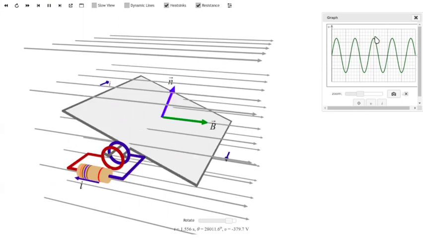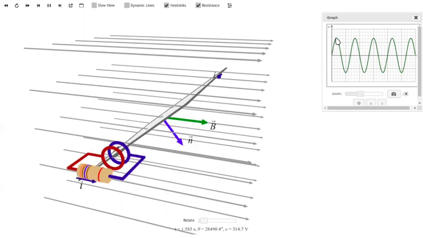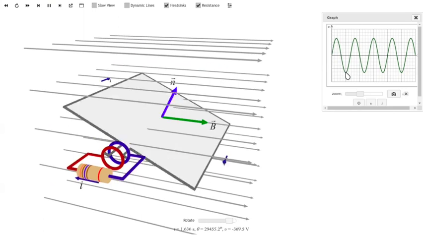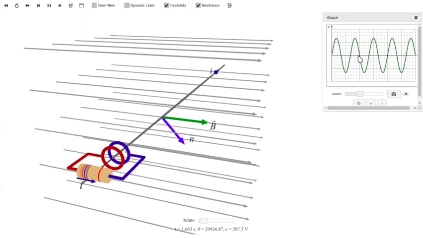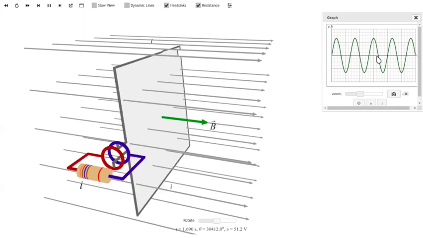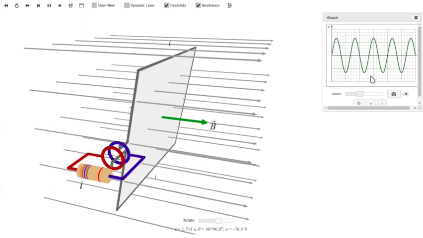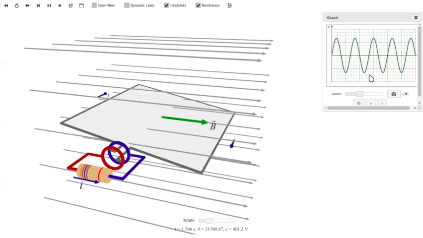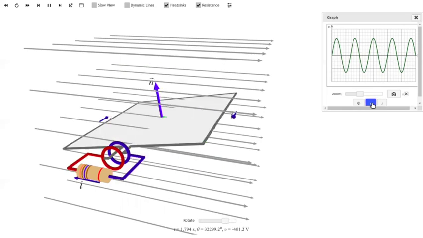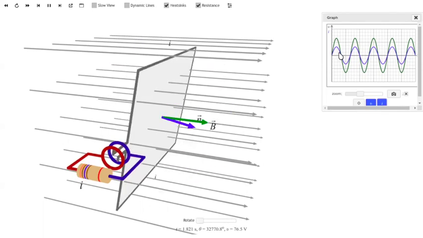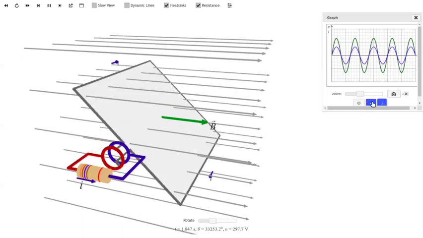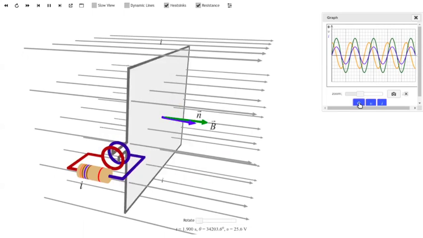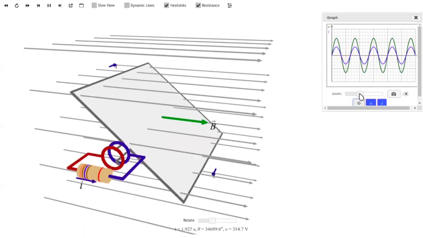But voltage is not a constant value, right? It is increasing to positive maximum and then going to negative maximum. Positive maximum, negative maximum. This is called alternating current. What is this called? Alternating voltage or alternating current. Why is this called alternating? Now you can see blue is the current, green is the voltage value. Now you can see the difference between the two.